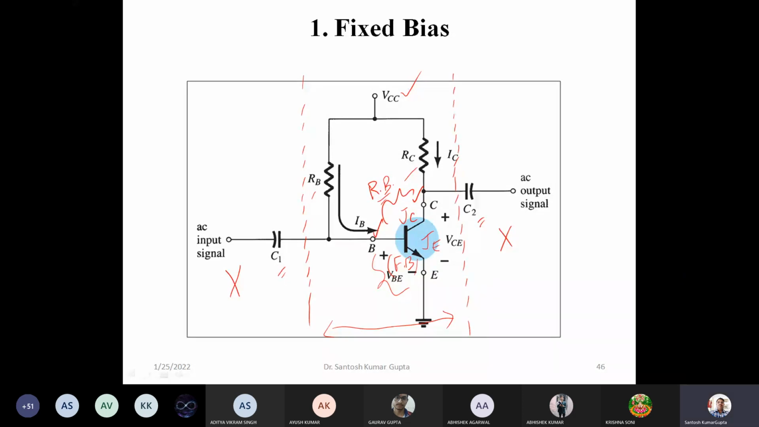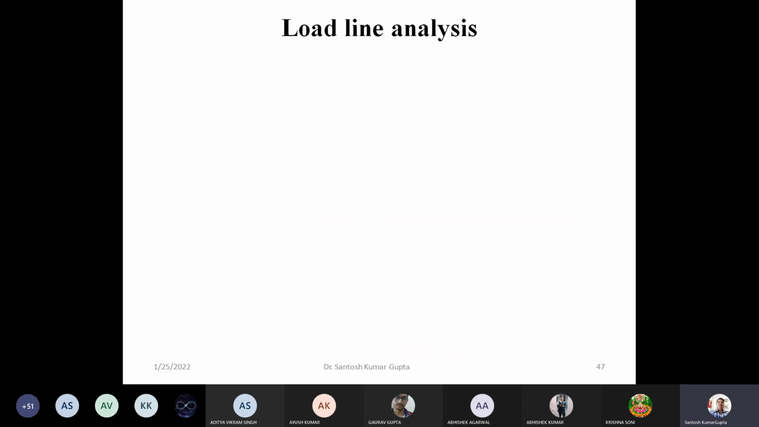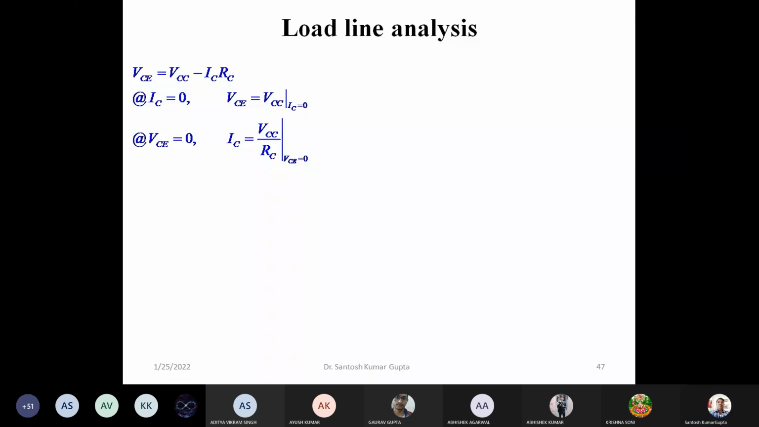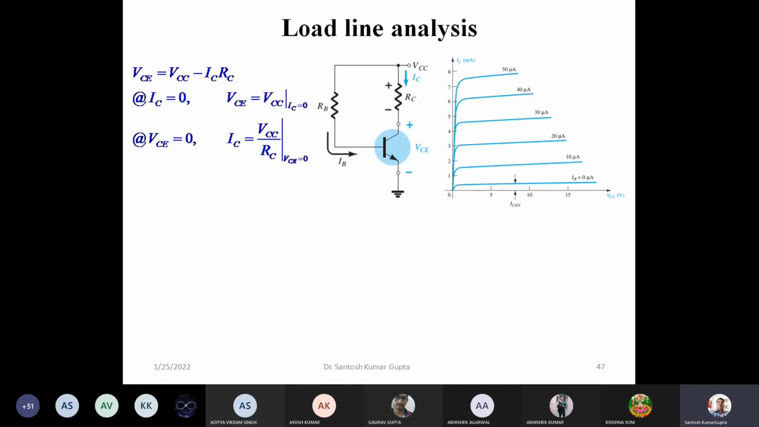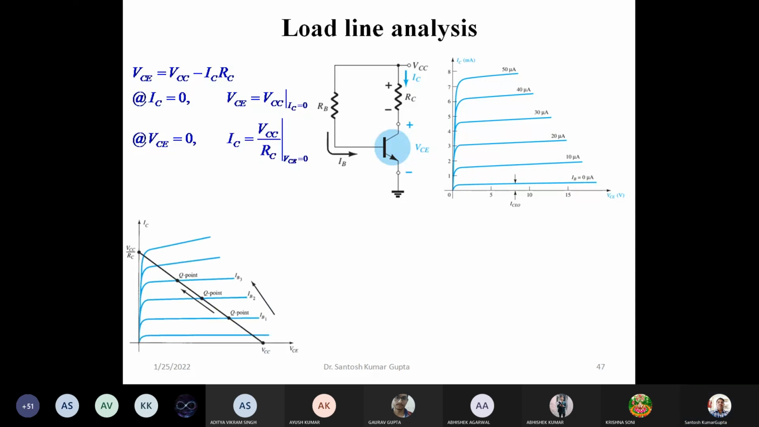In the last lecture, we also looked at two ways. One is called load line analysis, by using the load line plot along with the transistor characteristics. We can find out the operating point. Depending on the different values of IB, which can be set using different values of RB, we have a different set of output characteristics.